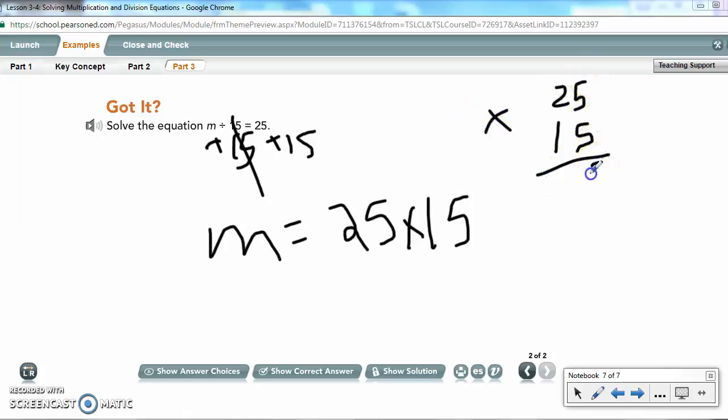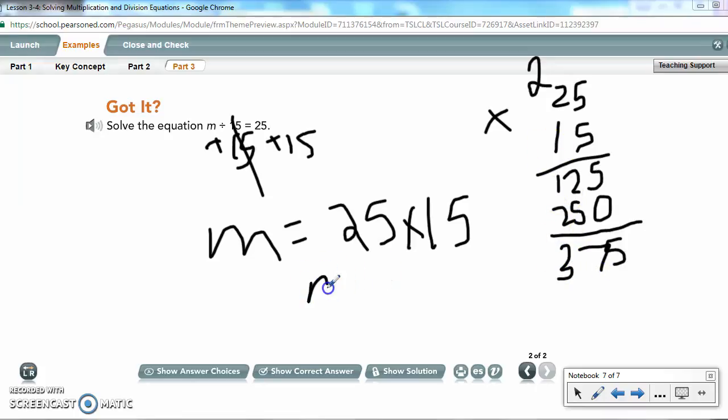5 times 5 gives me 25. Carry my 2. 5 times 2 is 10, plus 2 is 12. 0 is a placeholder. 1 times 5 is 5. 2 times 1 is 2. Add them together. 5 plus 0 is 5. 5 plus 2 is 7. 2 plus 1 is 3. So M should equal 375. When you have all this copied down, go ahead and move on to the next activity.